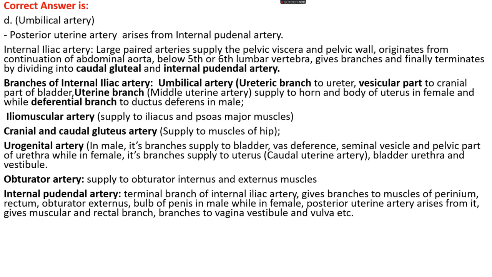It gives branches to the muscles of the perineum, rectum, obturator externus, and bulb of the penis in the male, while in the female it gives the posterior uterine artery, and gives muscular and rectal branches to the vagina, vestibule, vulva, etc. Okay. We have to remember that the posterior uterine artery actually arises from the internal pudendal artery, and the caudal uterine artery arises from the urogenital artery. And the middle uterine artery arises from the umbilical artery. Okay.